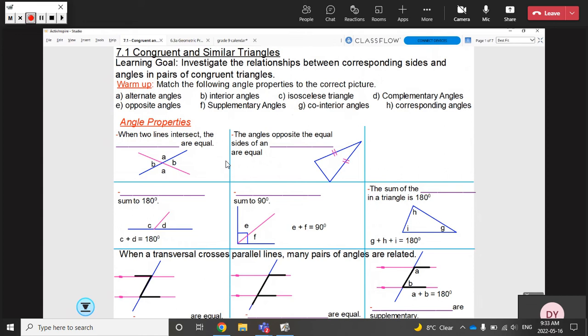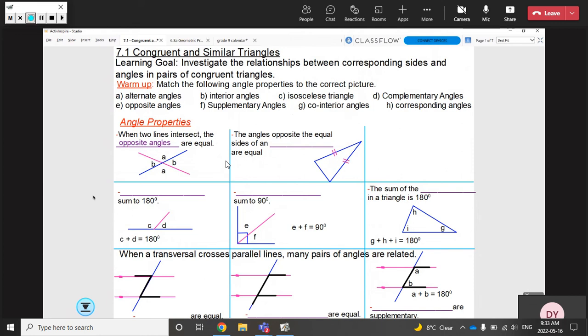All right. When two lines intersect, the blank are equal. Oh yeah, that's like this. Maybe you might call it an X pattern. It's like, okay, angle A is equal to angle A, and angle B is equal to angle B. And what do we actually call these? We call them opposite angles.